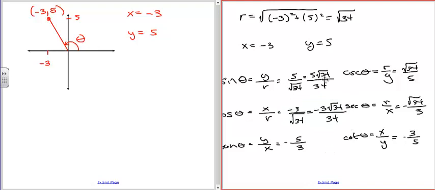Notice that the signs of the sine and cosecant are the same. Cosine and the secant, the tangent and the cotangent. Positive, negative, positive, negative.